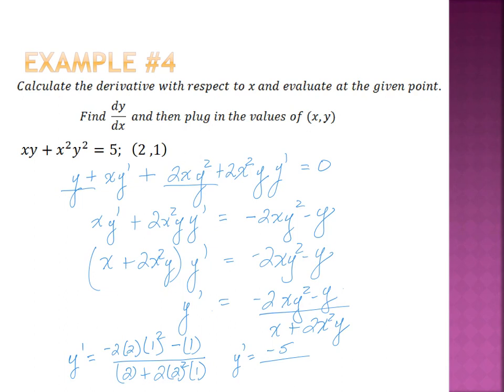On the bottom, I have 2 squared, which is 4. Following my order of operation, 2 times 4 is 8, times 1 is still 8. Add the 2 up front, 10. Negative 5 over 10. So simplify, y prime is equal to negative 1/2. And that would be my slope. That's my m. So if I wanted to write an equation of a tangent line, now I just use my slope and my point, and I would write my equation of my line.